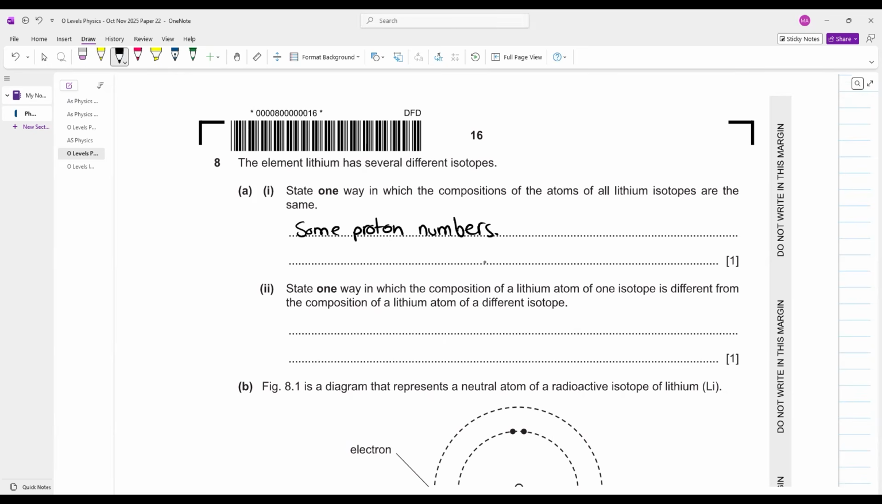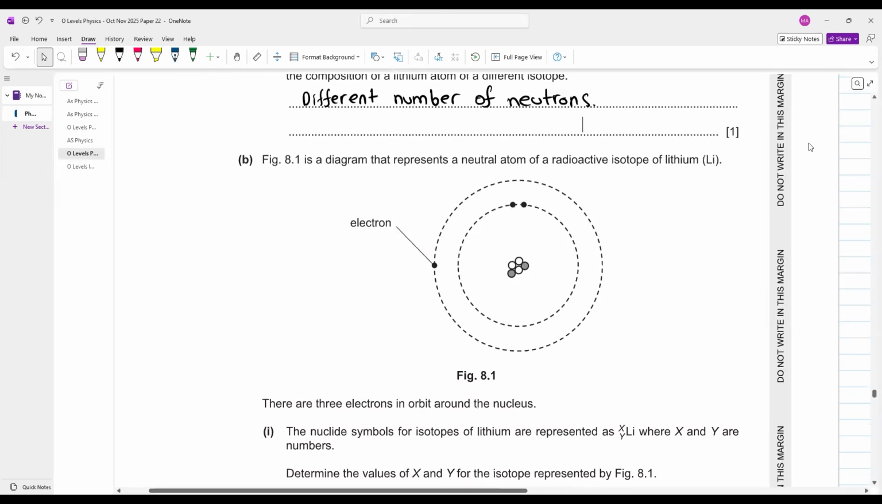Perfect. State one way in which the composition of a lithium atom of one isotope is different from the composition of a lithium atom of a different isotope. Isotope में क्या चीज़ different होती है? Different number of neutrons. लिख लो. Different number of neutrons. Simple. आगे बढ़ते हैं. Figure 8.1 is a diagram that represents a neutral atom of a radioactive isotope lithium.